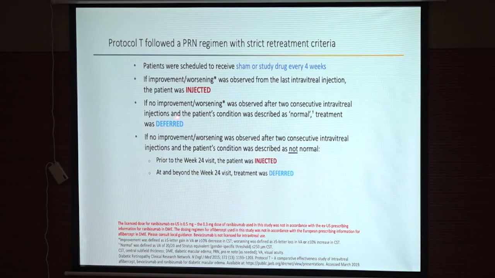So this is the meaning: if a patient has received 2 consecutive intravitreal injections and the condition has become normal. Suppose a patient has 6/12 vision with macular edema, and after 3 injections he is 6/6 and there is no edema. Then you have to stop. You don't have to give further injections.